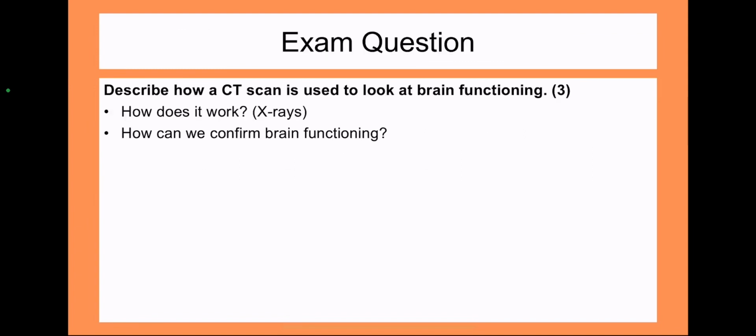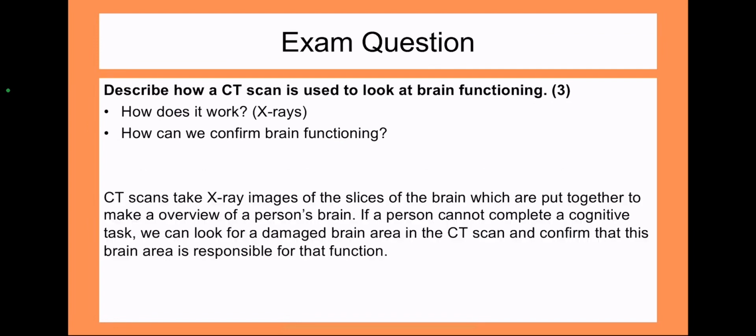So in terms of how you might describe that for an exam, if you had a question like this, describe how a CT scan is used to look at brain functioning. Basically, you could say something like, CT scans take X-ray images of slices of the brain, which are put together to make an overview of a person's brain. If a person cannot complete a cognitive task, we can look for a damaged brain area in the CT scan and confirm that this brain area is responsible for that function.